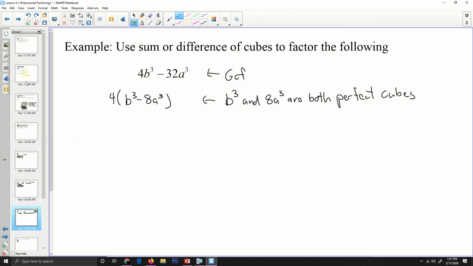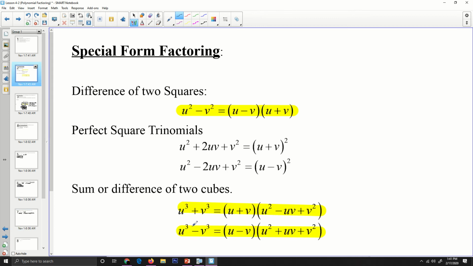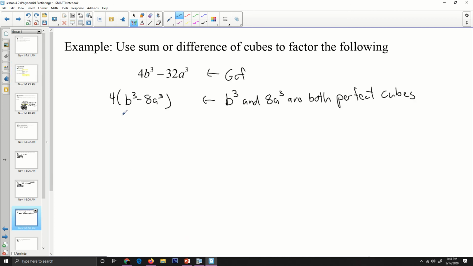Since they are both perfect cubes, the difference of cubes rule says that if I have u to the third minus v to the third, I'm going to get u minus v times u squared plus uv plus v squared. Okay, we can do that. So if v to the third is b to the third, then we can say that v is going to equal b. And if I say u to the third is equal to 8a to the third, then u is going to be 2a. And so 2a times 2a times 2a will be 8a to the third.